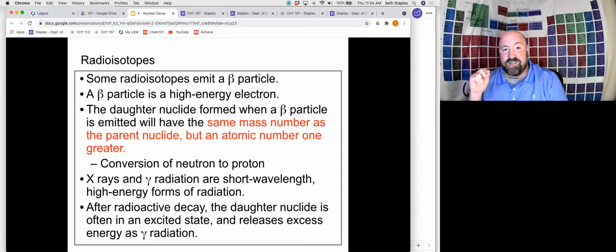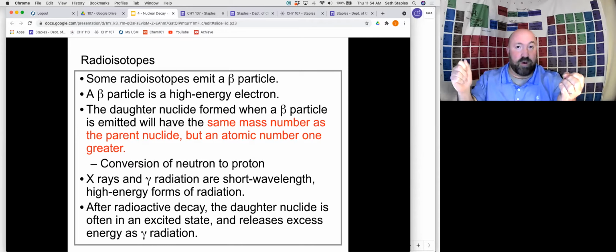And so that means that the mass number will stay the same, right? A neutron to a proton. Remember, the mass number is the sum of neutrons and protons. So if we're just converting one to the other, the mass number stays the same, but now we have one more proton. So the atomic number increases by 1 with beta emission.